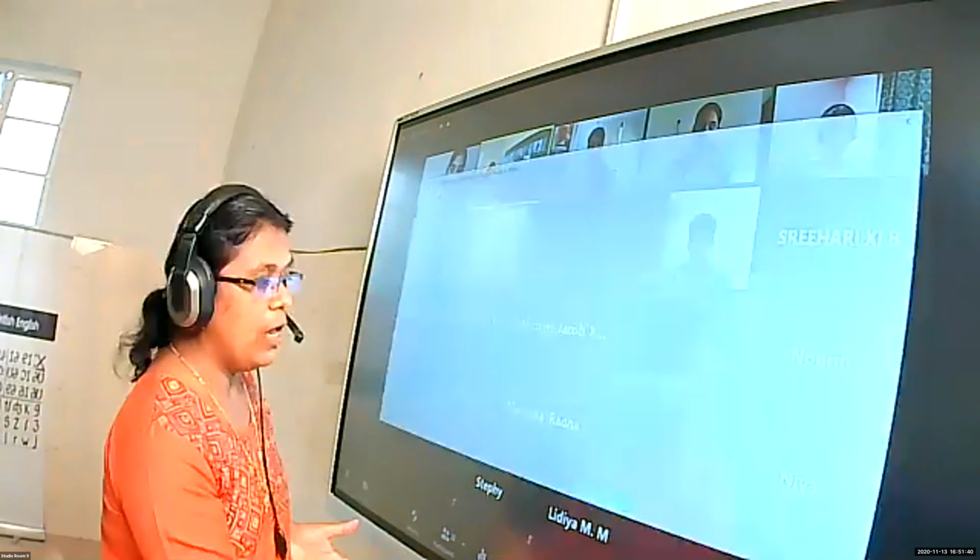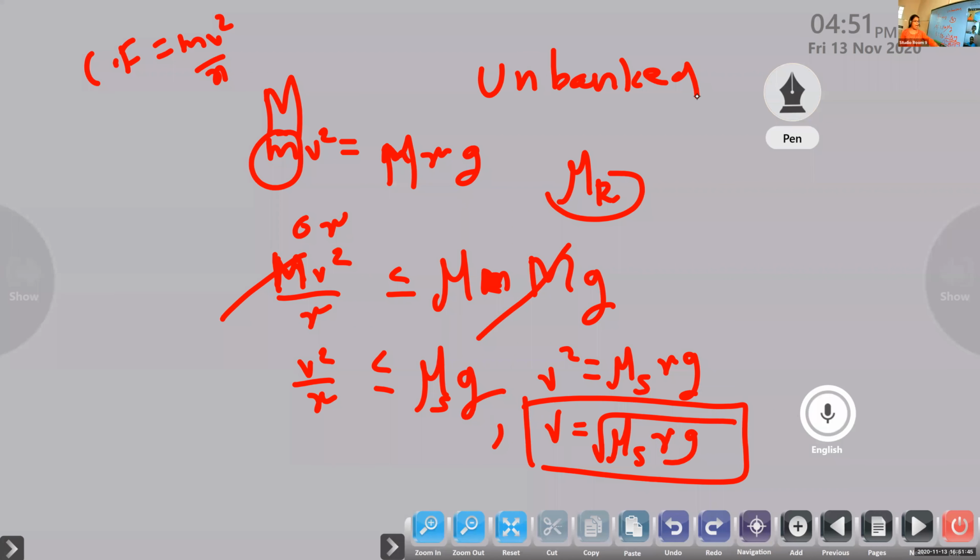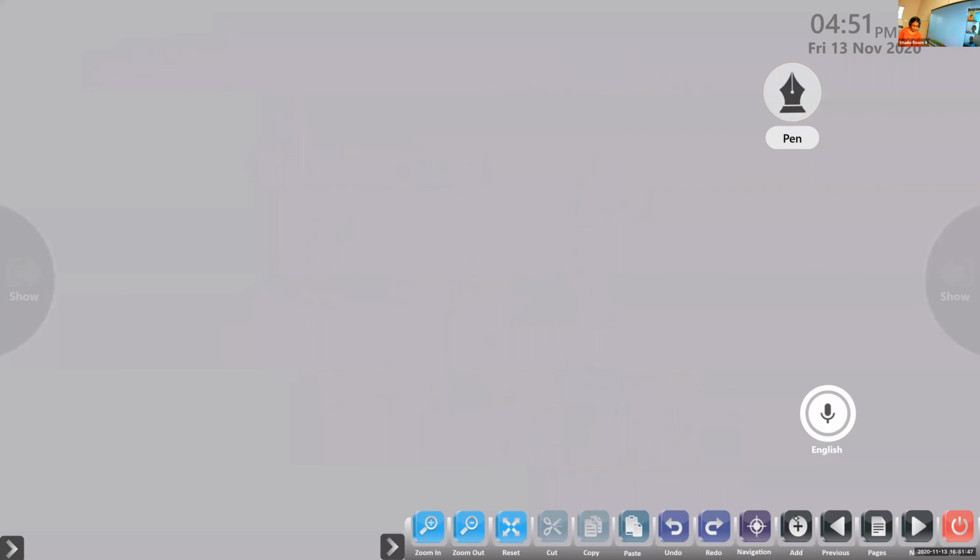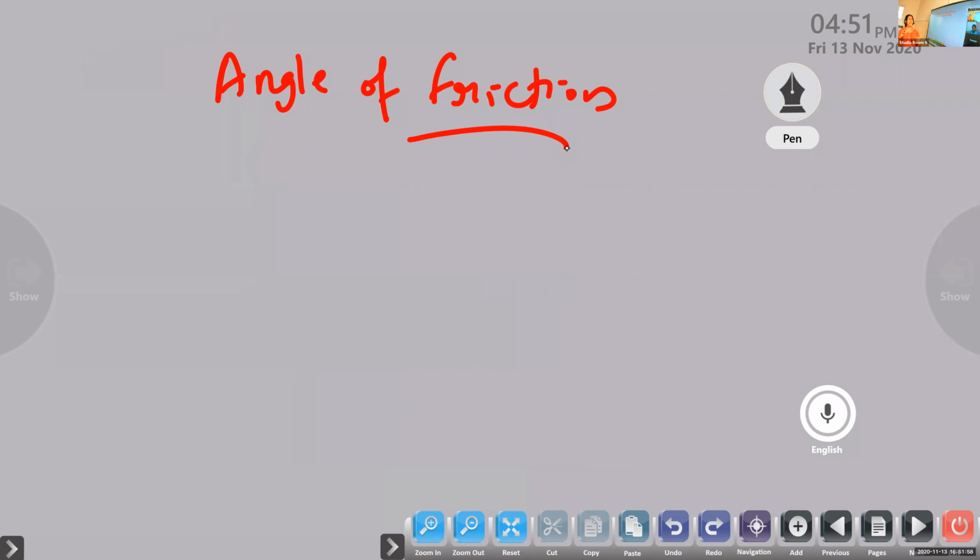Now, okay, so let us now go to the next one, angle of friction. Angle of friction. Next heading. How can you get the value of mu S? For that, we have to calculate the angle of friction. That means whenever an object is taking a curve, it is making an angle theta, correct? So you should know what is theta. That is what we are going to do.